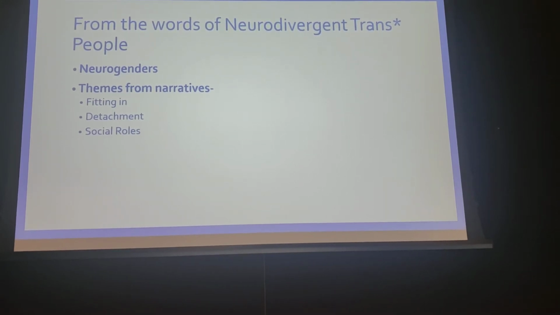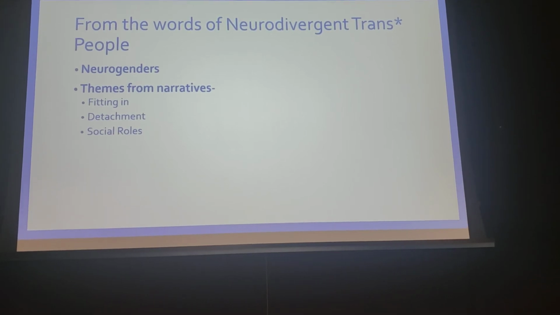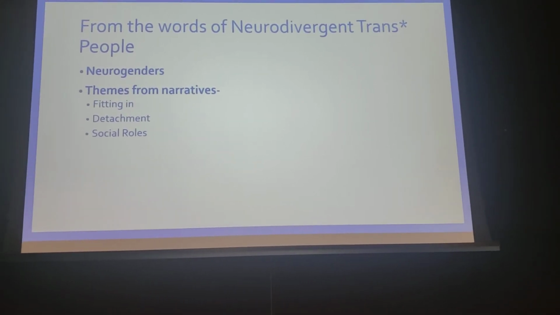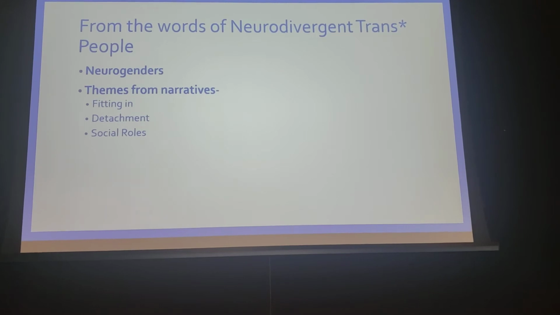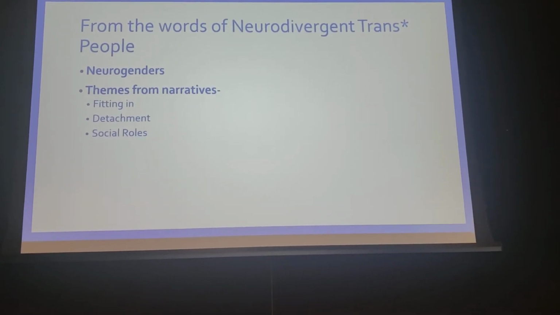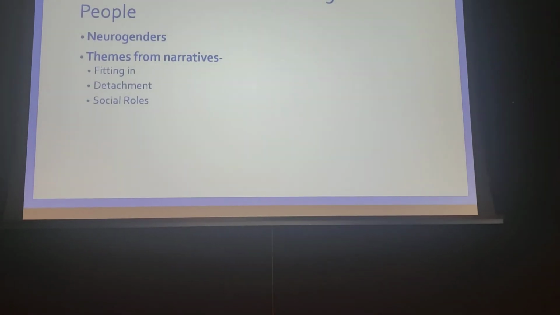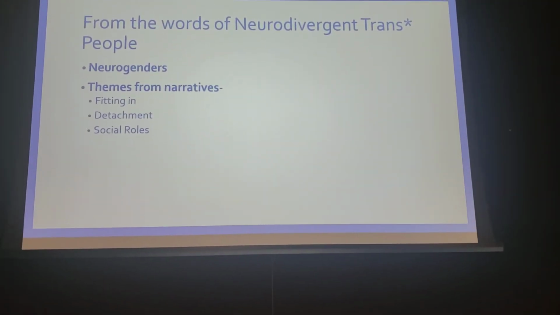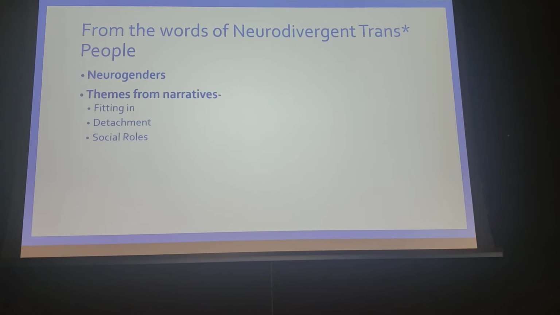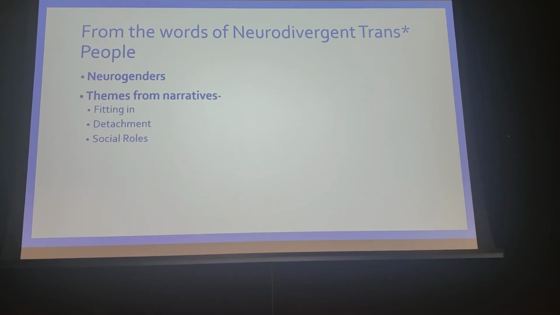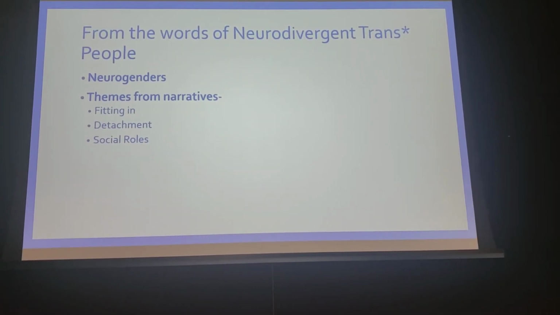So one of the first things that popped up a lot was the idea of neurogenders, which are a series of gender identities which are specific to neurodivergent people whose experience of gender relates to their neurotype or who feel that they can't fully understand their gender due to their neurotype. This is an umbrella term under which many individuals have created new and specific identities to describe the way that they relate to their gender and their neurodivergency.